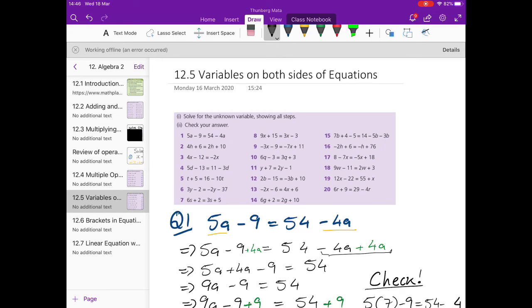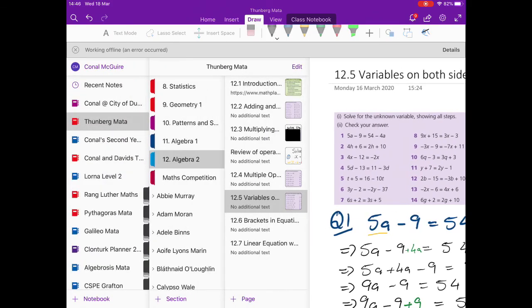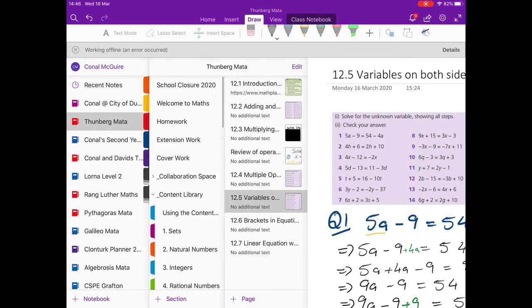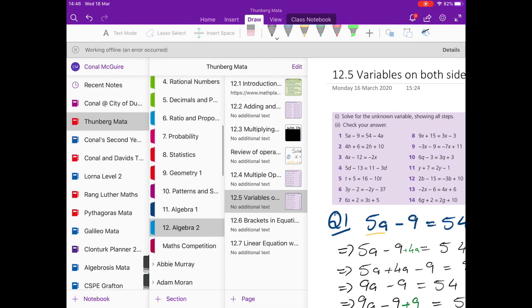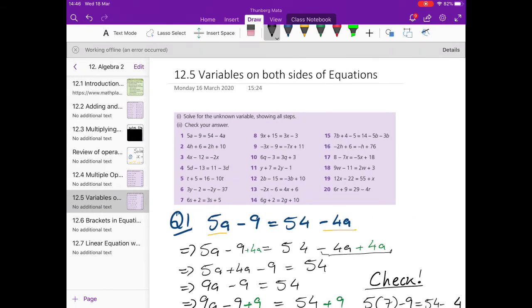So this is the 12.5 tab inside Algebra 2 in your OneNote. So just go down from school closure down to content library, Algebra 2, and all the questions for the first section and the second section are here.